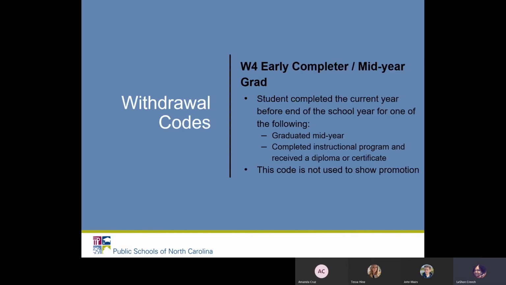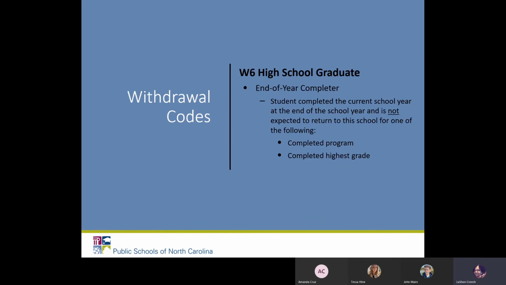W4, mid-year graduate. This student completed the school year as an early graduate or completion of an instructional program. The W4 code is not used to show a student's promotion status. W6, graduate, means the student has completed the highest grade or program as a high school graduate and is not expected to return to school.